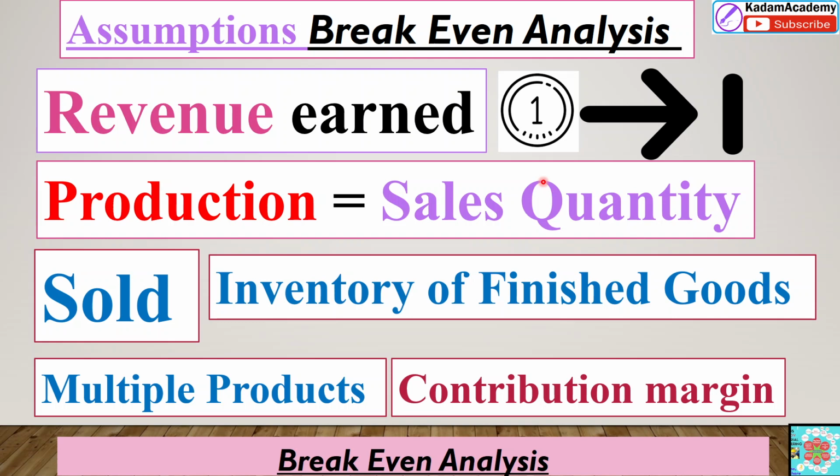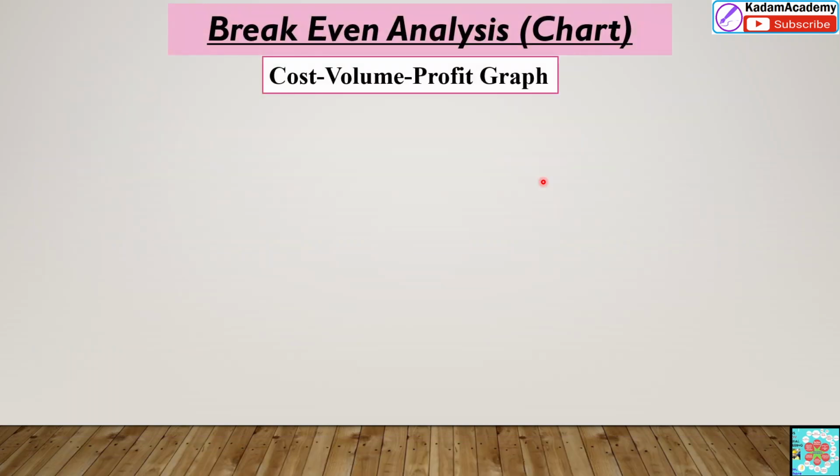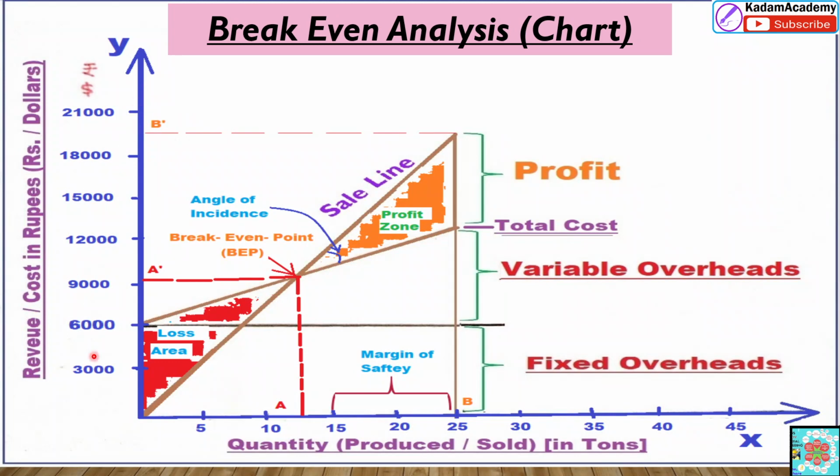So friends, now we'll see the presentation of break-even analysis. Break-even analysis is presented through one chart. That chart is also known as the cost volume profit graph. So this is the chart or graph. Here the x-axis and y-axis are represented, and with this fixed cost, variable cost, and sales line. And you can see here fixed overheads, variable overheads, total cost, profit, and how to construct this chart. What are the steps? I will show you one by one.